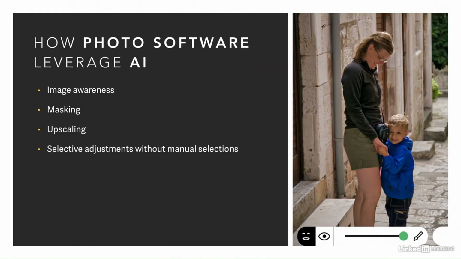It's also useful for making selective adjustments without you having to make the selection. In other words, being able to just adjust the sky or the skin within an image without having to first click or paint to make a complex selection.